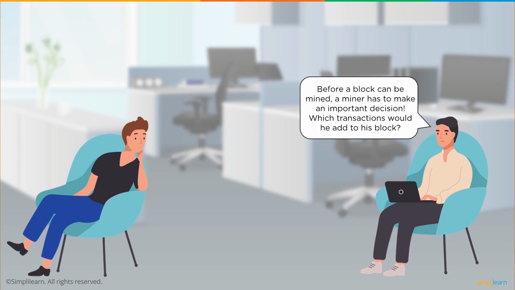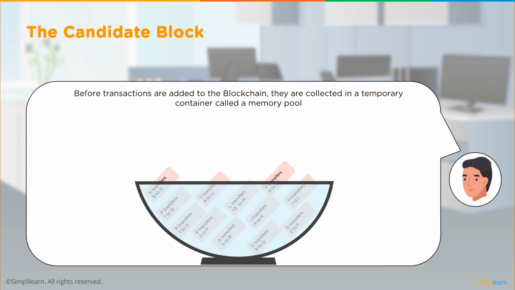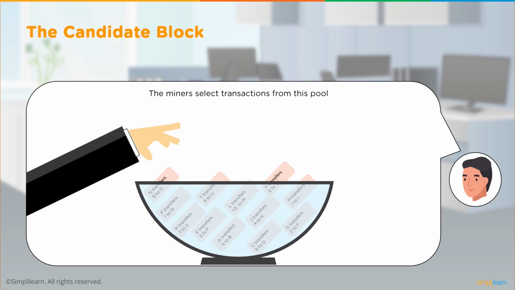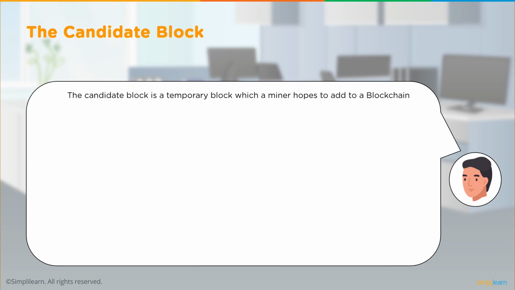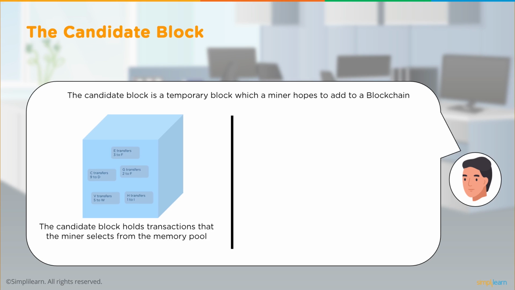Now, before a block can be mined, a miner has to make a very important decision. Which transactions would be added to his block? So before transactions are added to the blockchain, they are collected in a temporary container called a memory pool. The miners select transactions from this pool and put them in a temporary block called a candidate block. So basically the candidate block is a temporary block which a miner hopes to add to a blockchain. It's a candidate to be added to a blockchain. So the candidate block holds transactions that the miner selects from the memory pool.